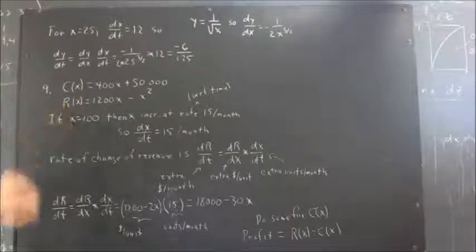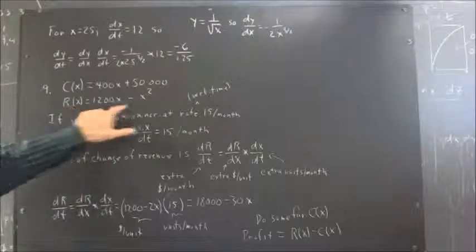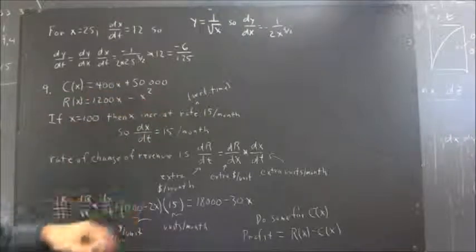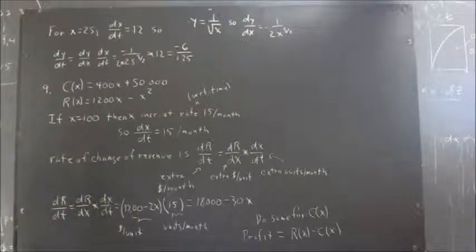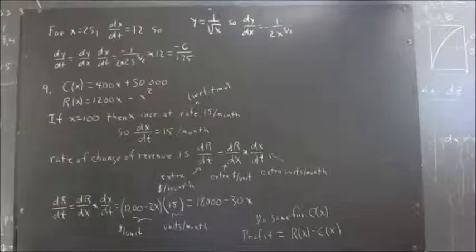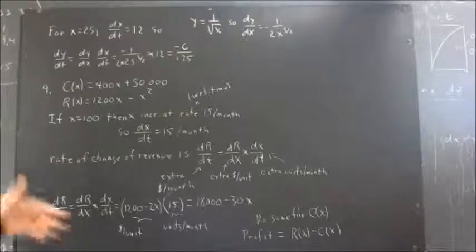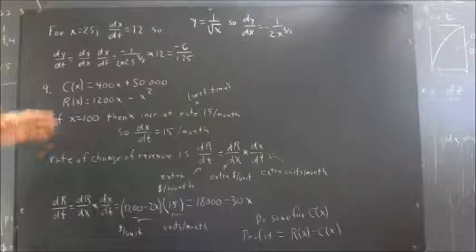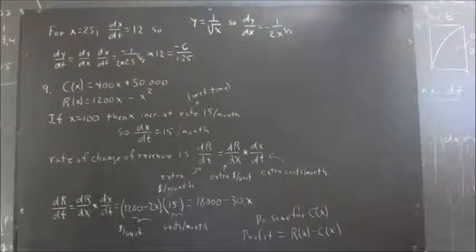Okay, the revenue we get is 1200X minus X squared. I'm not going to explain that function at this point, but we'll look at revenue functions and see how that works. So the revenue, if you produce X items, is going to be this. Basically, if you produce too many, some of them aren't going to get sold, or the demand is going to be such that you have to sell them a little bit cheaper.